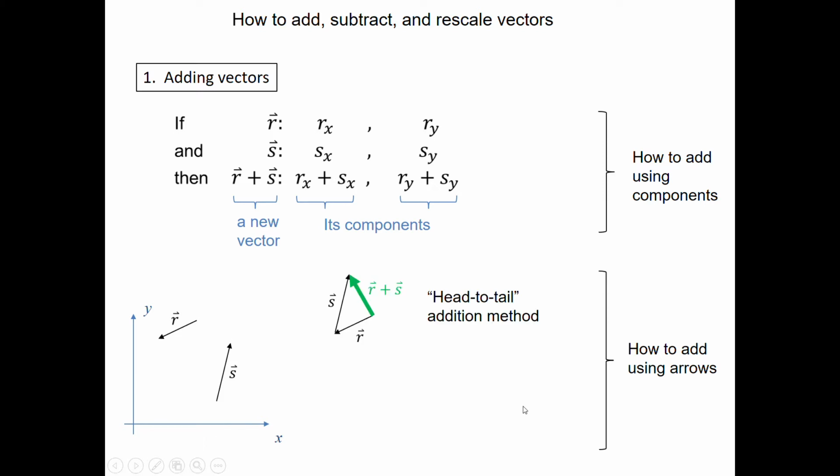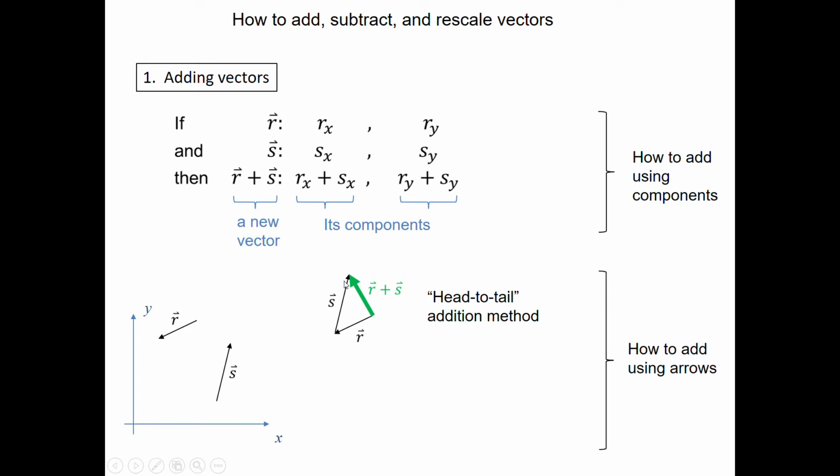We'll have two different methods, and I think the book goes through both of these. One is called the head-to-tail addition method. And again, relying on the fact that it doesn't matter where we draw these vectors, I've just taken r and redrawn it over here. And then I've taken s and redrawn it so that the tail of s is at the same place as the tip of r. Notice the arrowhead of r is there. I placed the tail of s there. And that's why it's called the head-to-tail addition method. I take the head of one and place it at the tail of the other.